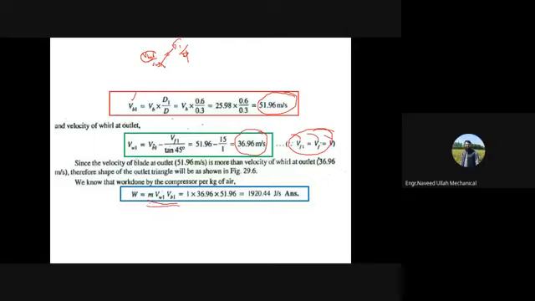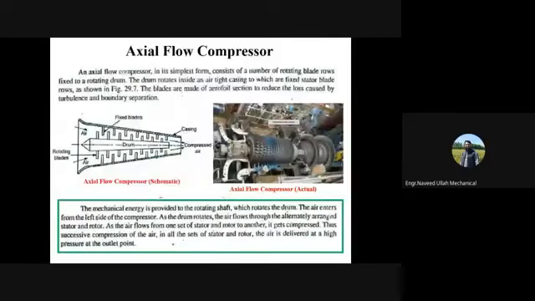Okay, this is a force and this one is the velocity. That is basically w dot, which we call power. That comes out to be in joule per second, 1920.44. You will get this answer, right? Okay, so this was all about the compressor, the centrifugal compressor.